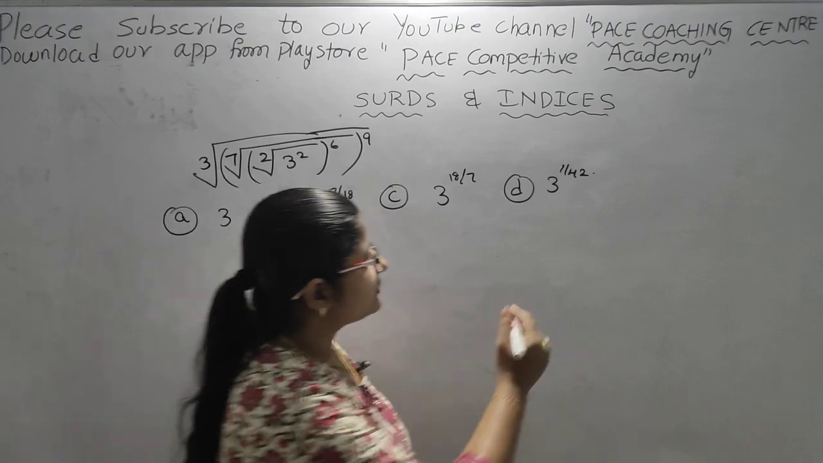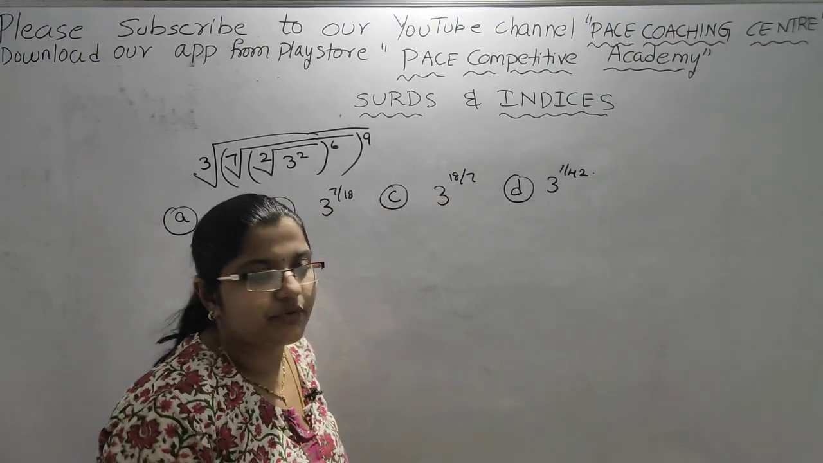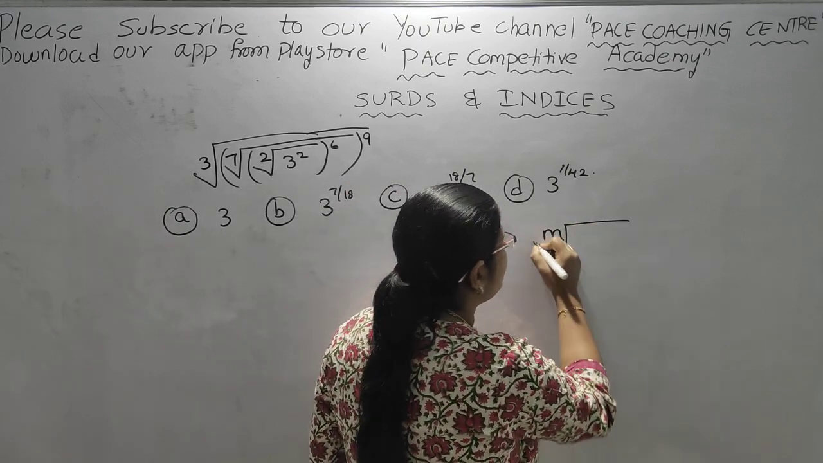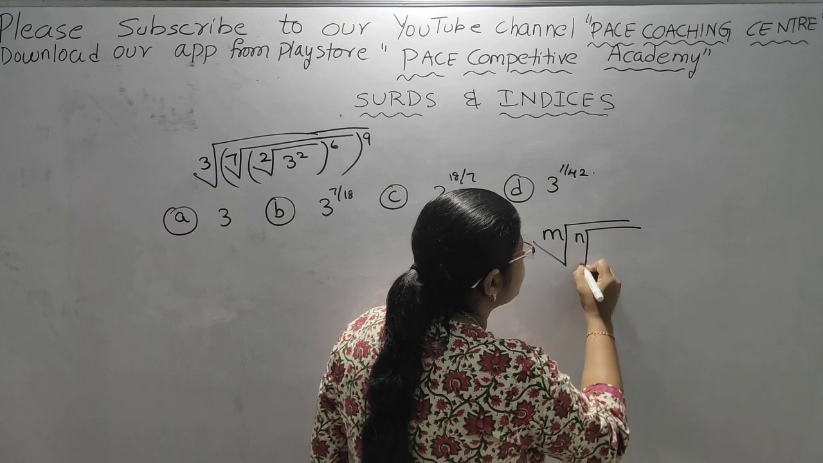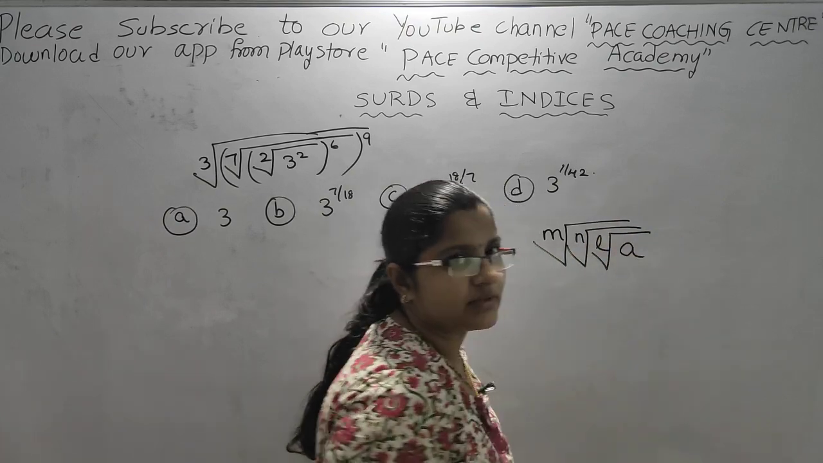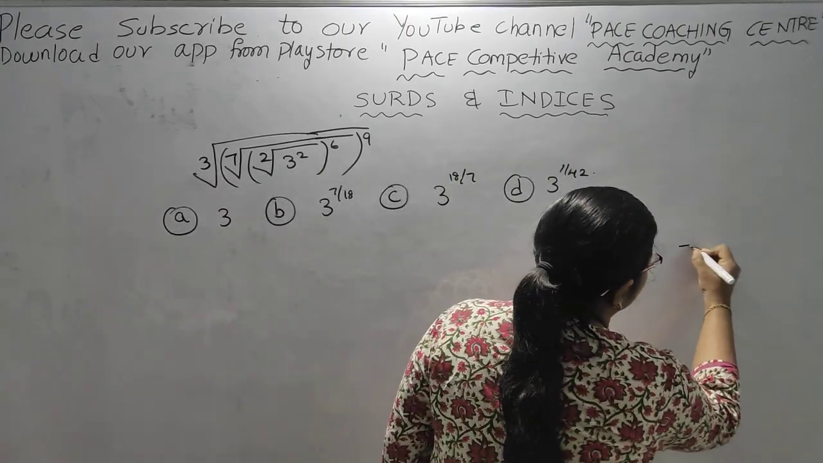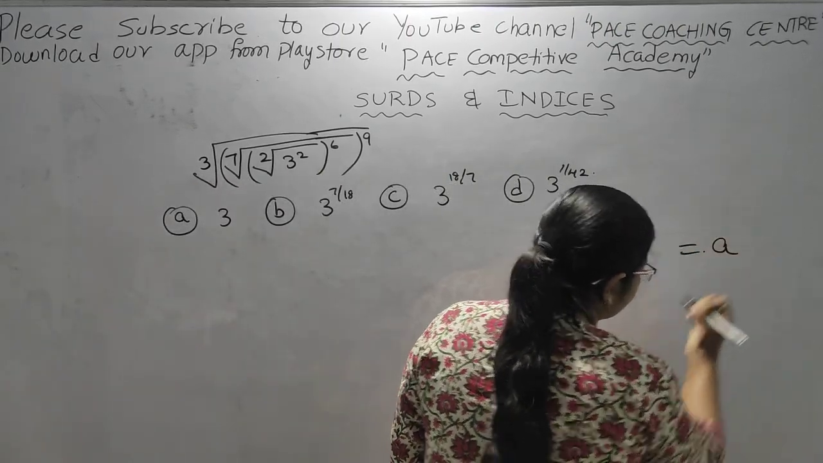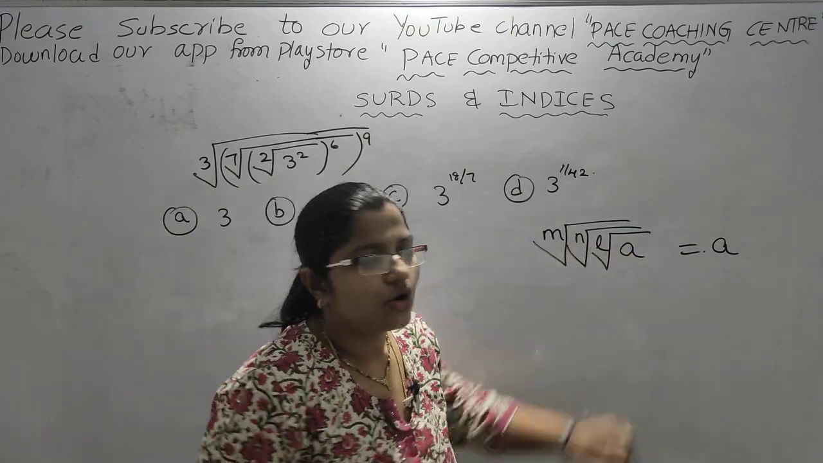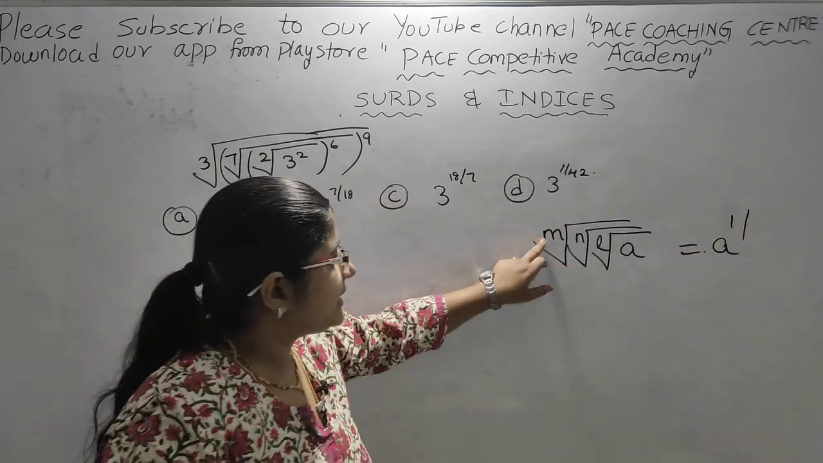Okay, so we know from the law of indices, from the law of surds, I have already told you nth root of a. How many roots it may be? You need to solve it like this. A power, the number inside all the squares, whole power 1 divided by multiply all the roots.